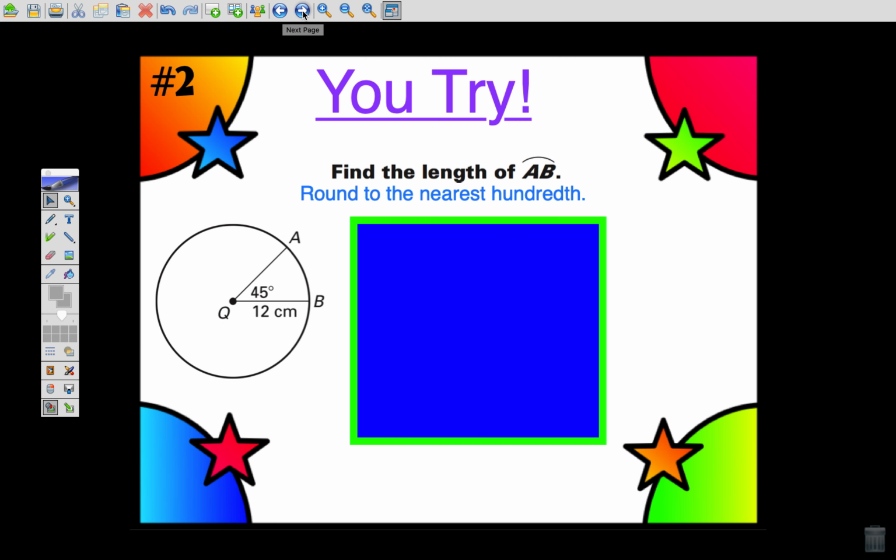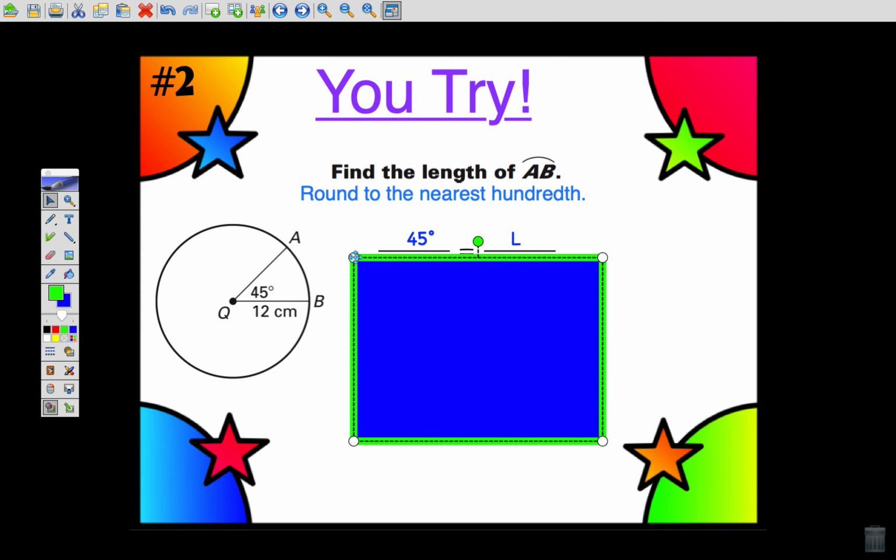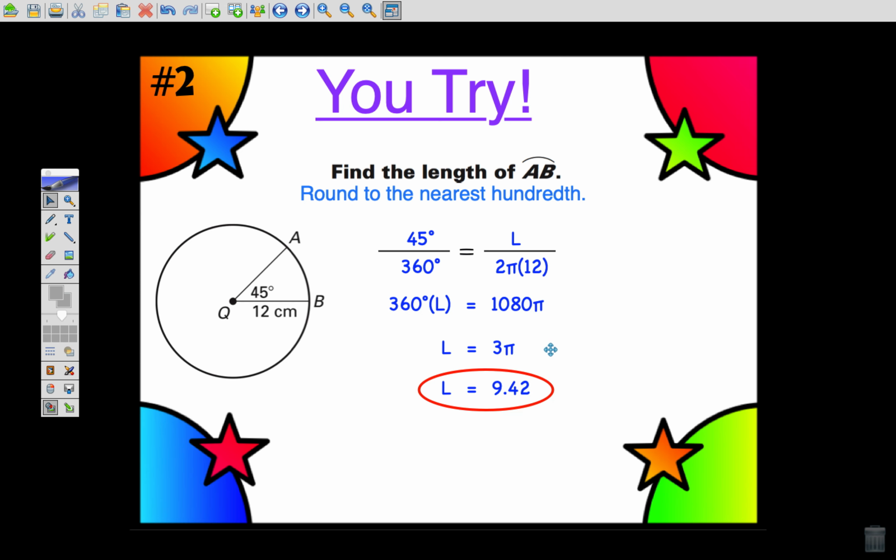All right, next one's pretty similar. Let's find the length of arc AB. So top left of your proportion is 45. The bottom left is always 360. There's your variable again, and this time the radius is 12. Pretty much the same story as the last example. Exact answer would be 3 pi, but the rounded one is about 9.42.